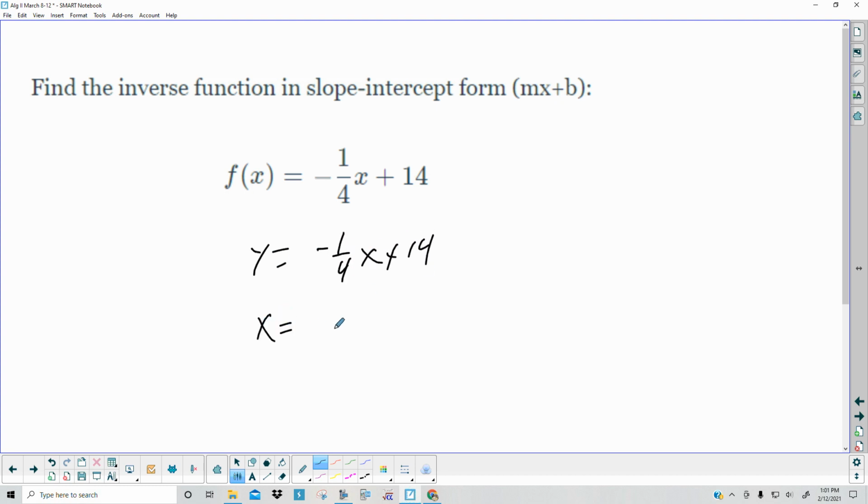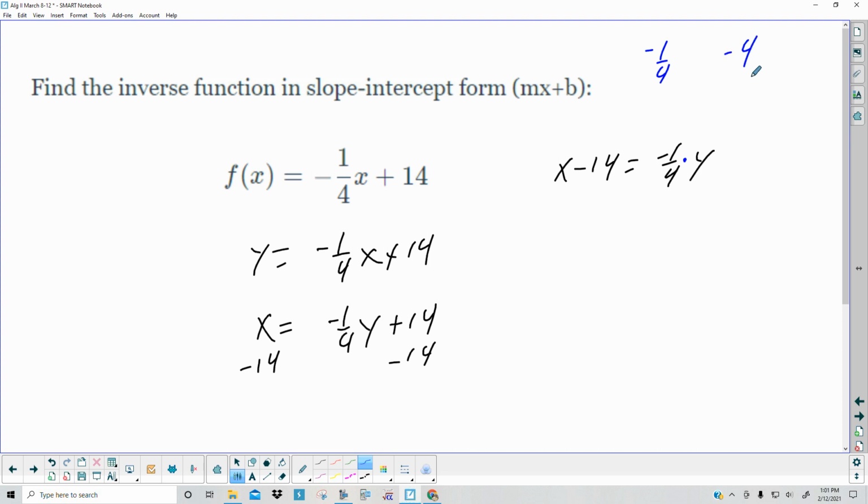Switch your x and y. Subtract the 14. X minus 14 is equal to -1/4 y. Multiply by the reciprocal of this, which would, okay, -1/4, the reciprocal is -4 over 1. Do I need the over 1? No. So multiply each side by -4, and it's the whole side.